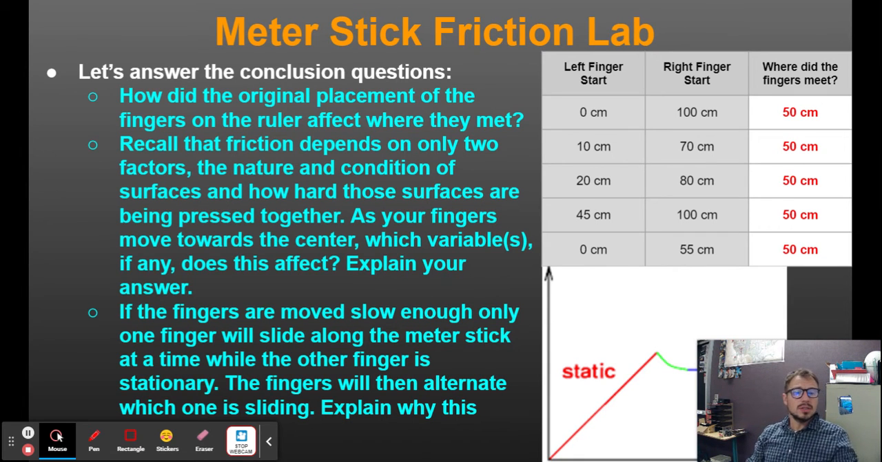Explain which one this is. Well, this one's a little bit complicated, but what happens is that as one finger is sliding, you have kinetic friction.